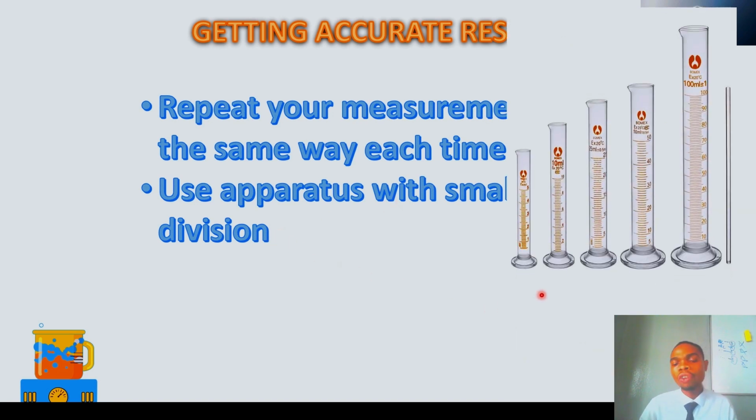For example, if you want to measure the volume of alcohol, maybe about 10 ml, you can say this 10 ml is accurate because it gives a precise target mark. Unlike using this one, the calibration of this one is so high. It has high division, unlike this one, which will just give you 10. So when you want to carry out a measurement, use a specific apparatus that will give you the particular amount you want. You understand? You want to get accurate results.